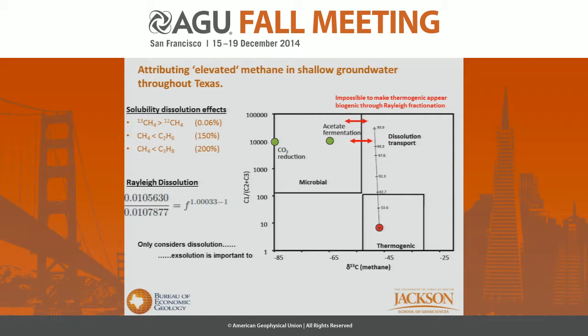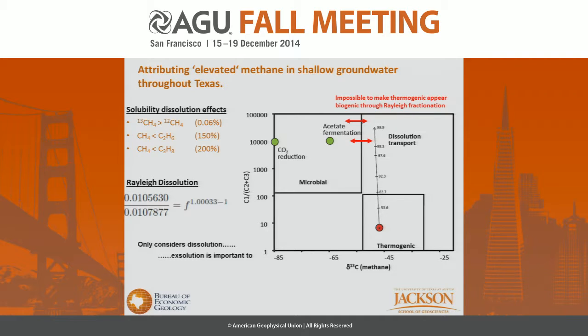So you can get from thermogenic methane up to this field up here, but there's a very low solubility difference between C12 methane and C13 methane. It's about 0.06%. So you can't reasonably get from thermogenic methane into the microbial field by using this sort of dissolution transport alone, this sort of Rayleigh fraction removal.